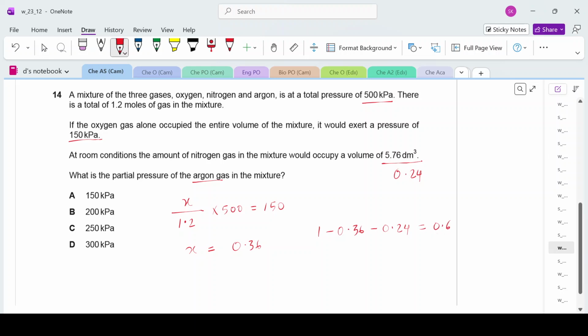So 0.6 mole যদি 1.2 এর মধ্যে হয়, তাহলে that accounts for half of it, right? এটা আসলে ক্যালকুলেশন করার দরকার নাই. It's 0.5, so it's 250. 14 is C.